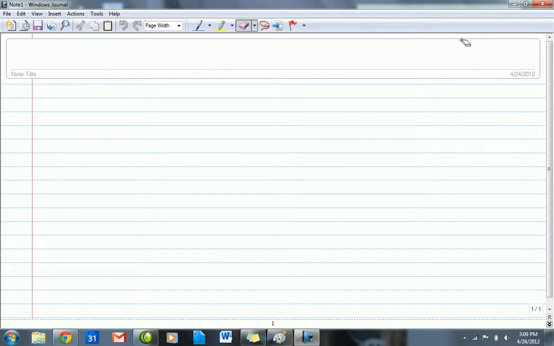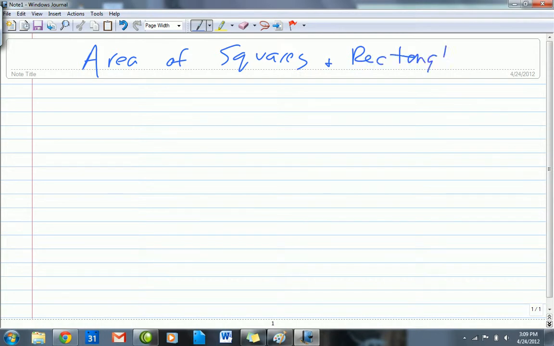Alright, what's going down? We're going to talk today about area of, let's start these with squares and rectangles. Okay? So let's first start with a square.